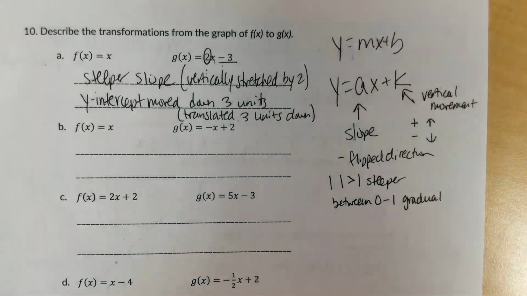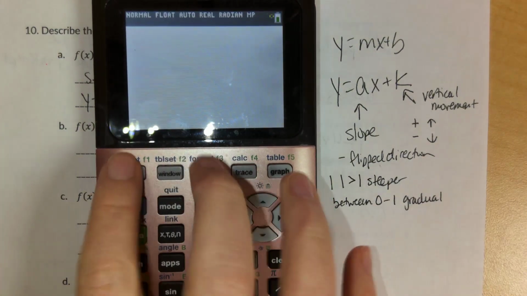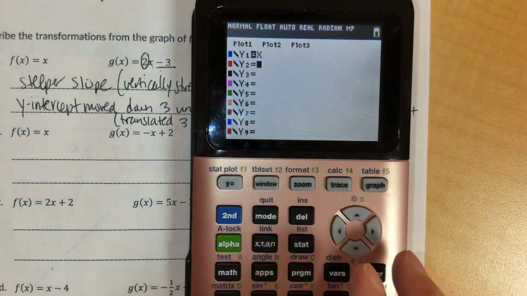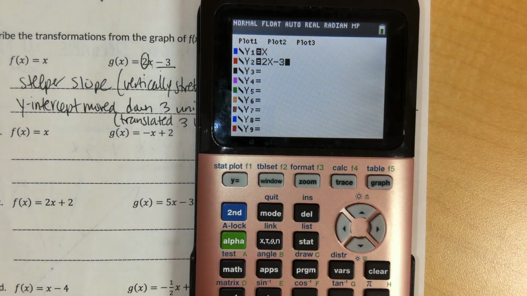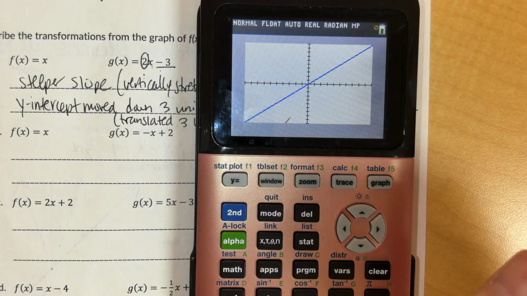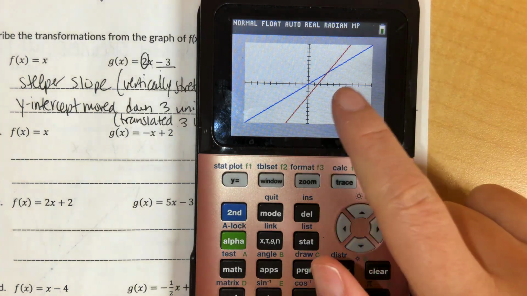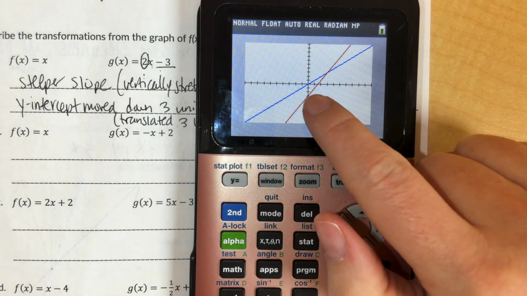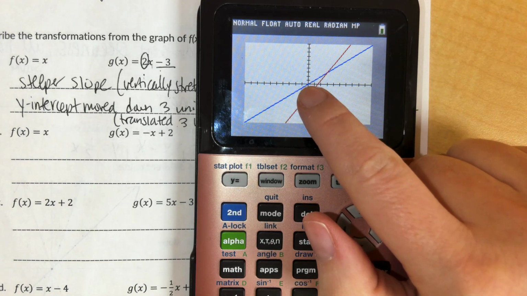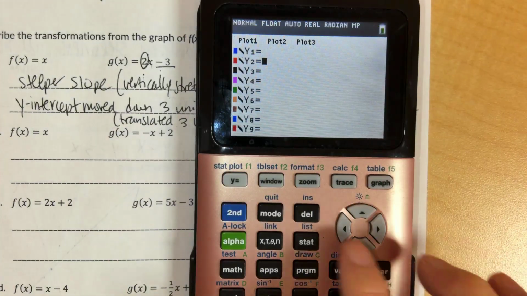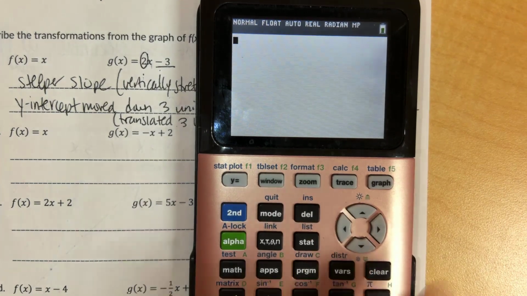And now I can prove that using my calculator. So on my calculator, I'm going to go to y equals, and I'm going to do y equals x in the first one, and I'm going to do y equals 2x minus 3 on the second, and I'm going to graph them both. So there's my y equals x, and then I have y equals 2x minus 3. And you'll notice it's a steeper line, just like we thought. It's been vertically stretched, and then it also has been moved down 3 units. We've gone from the origin down 3 units for our y-intercept. Okay, so with or without the graph, we can still know the changes that have been made based on the equation alone when it's in this slope-intercept form.